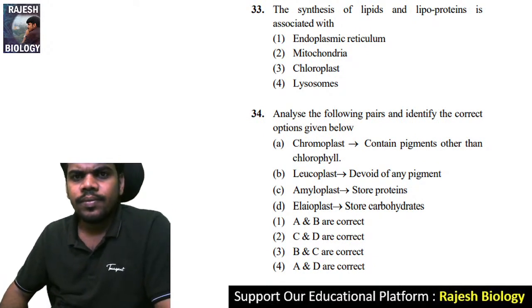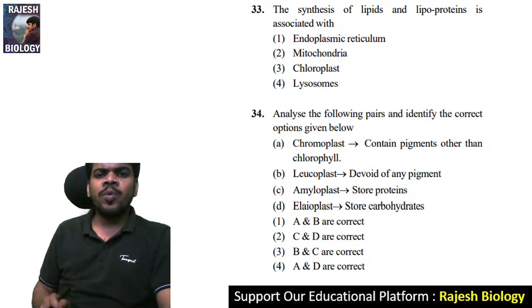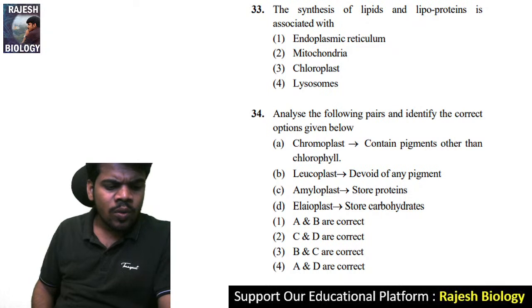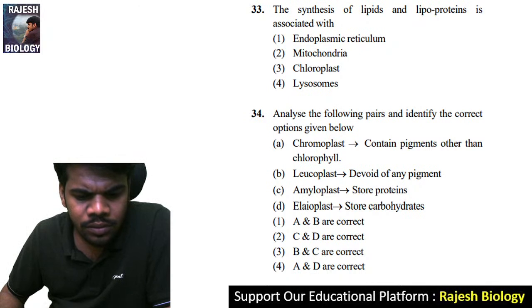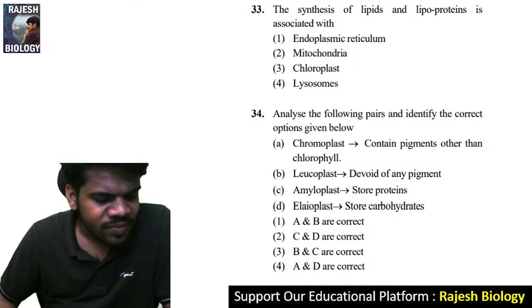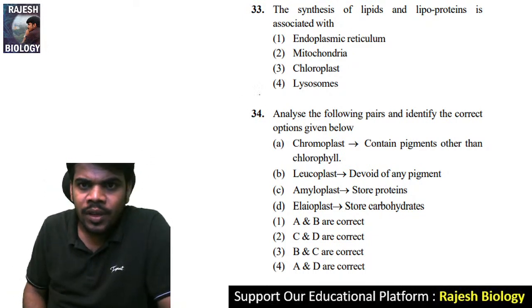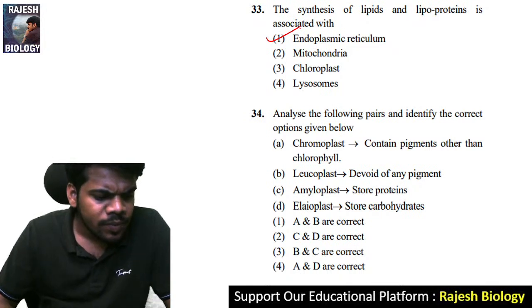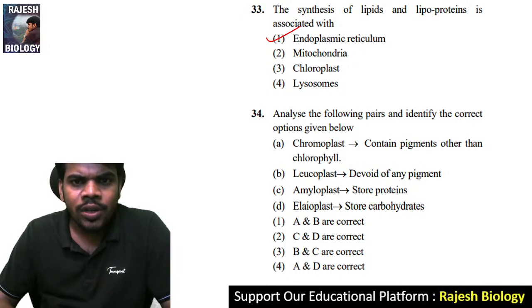33. The synthesis of lipids and lipoproteins is associated with what? Yes, correct only. Very good. 33, option 1. Yes, perfect Chinnu. Endoplasmic reticulum. And Saujanya right. Jnaneshwari also right. Come to the next question.